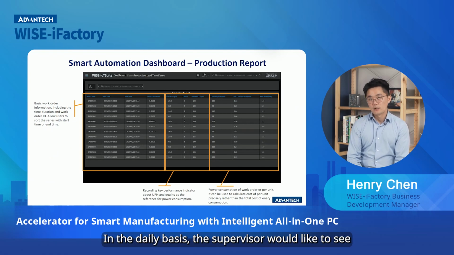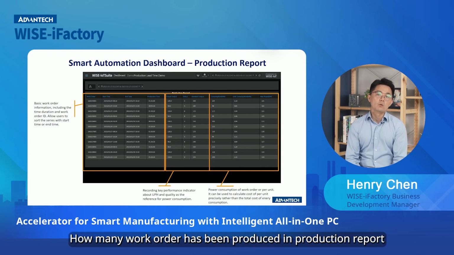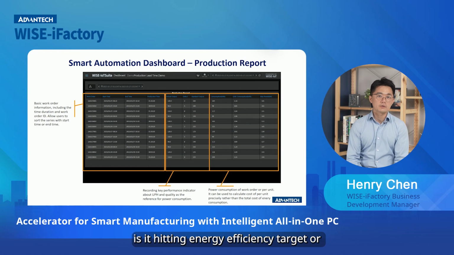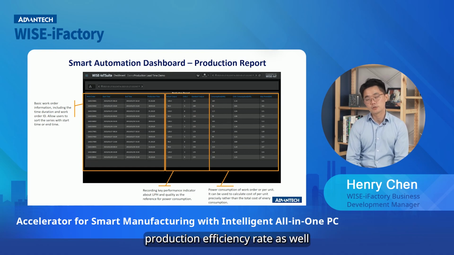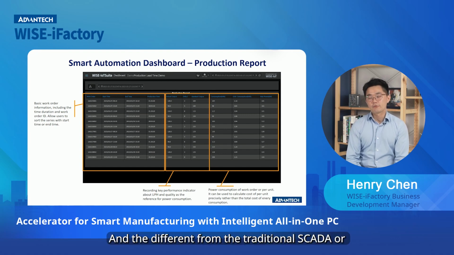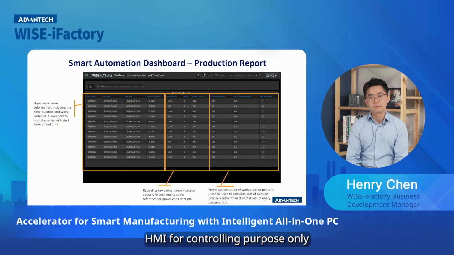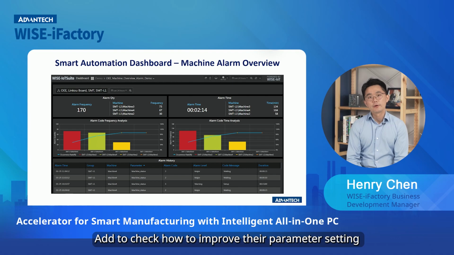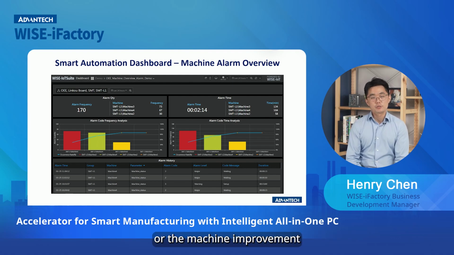On a daily basis, the supervisor would like to see how many work orders have been produced in the production report, and for each work order, did it hit the target? Did it hit the energy efficiency target or the production efficiency rate as well? So this is very important and different from the traditional SCADA or the HMI for controlling purposes only. The engineers might come to the site to check how to improve their parameter settings or the machine improvement.